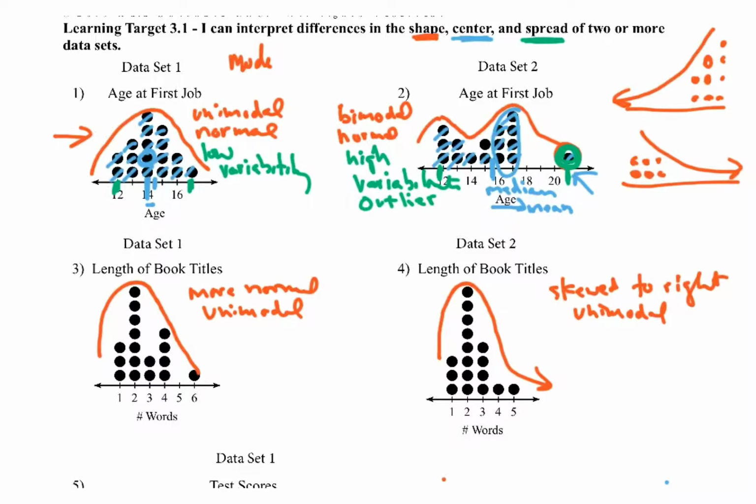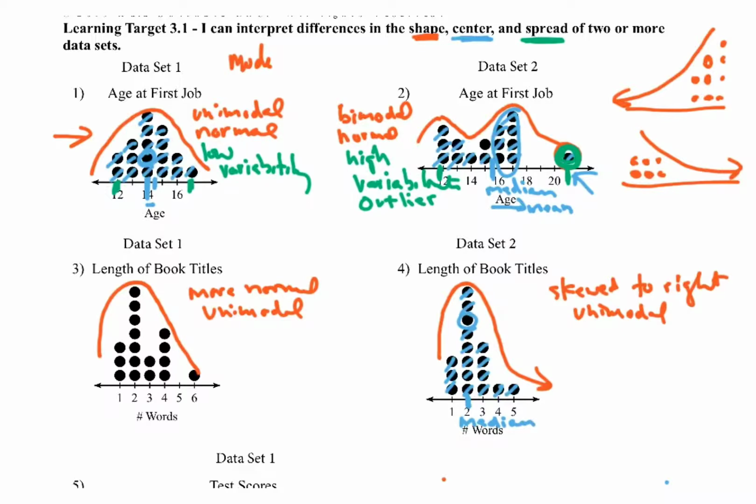So the center, again, on a dot plot, it's pretty easy to find. There's our median here at 2.